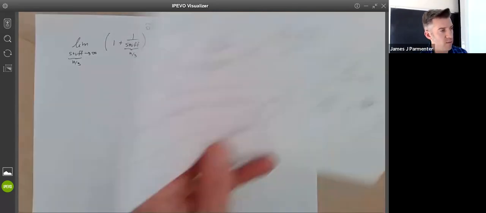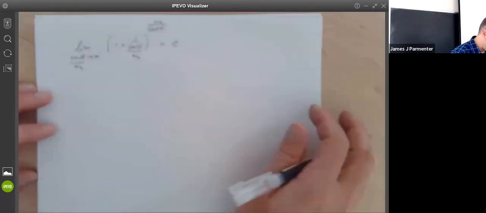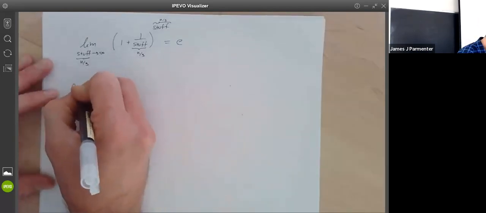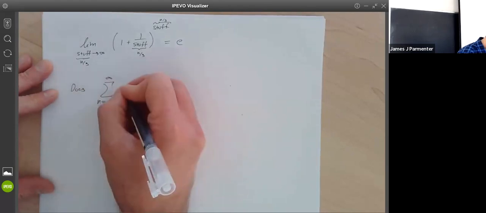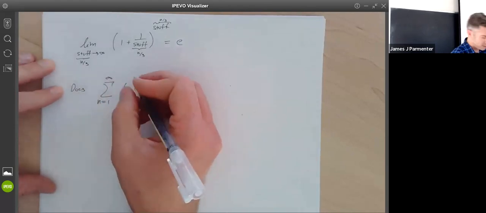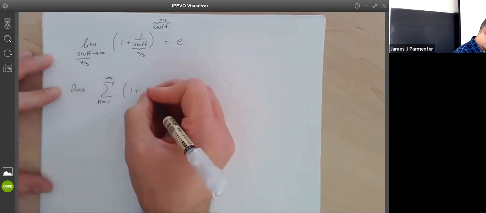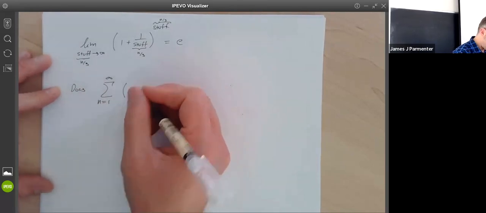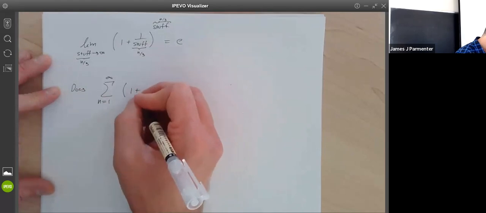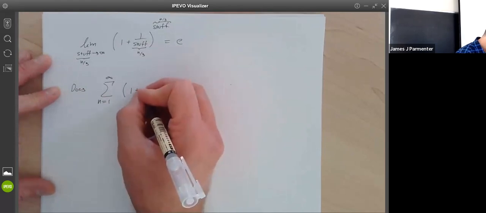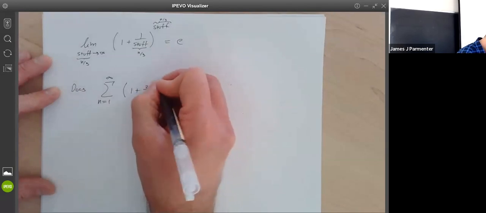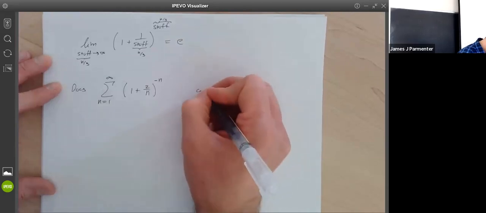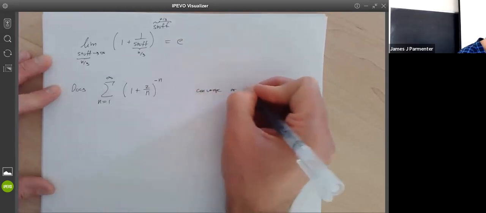So let me give you one more example. Let's say we wanted to determine, does this series, I wanted to do a minus, I'll just make it a, converge or diverge.